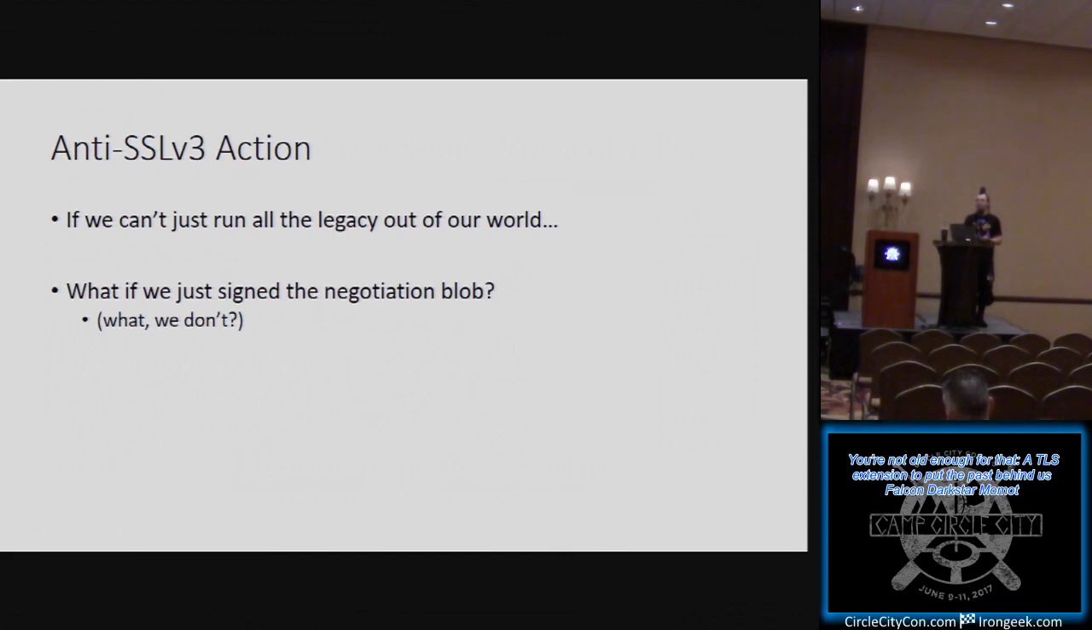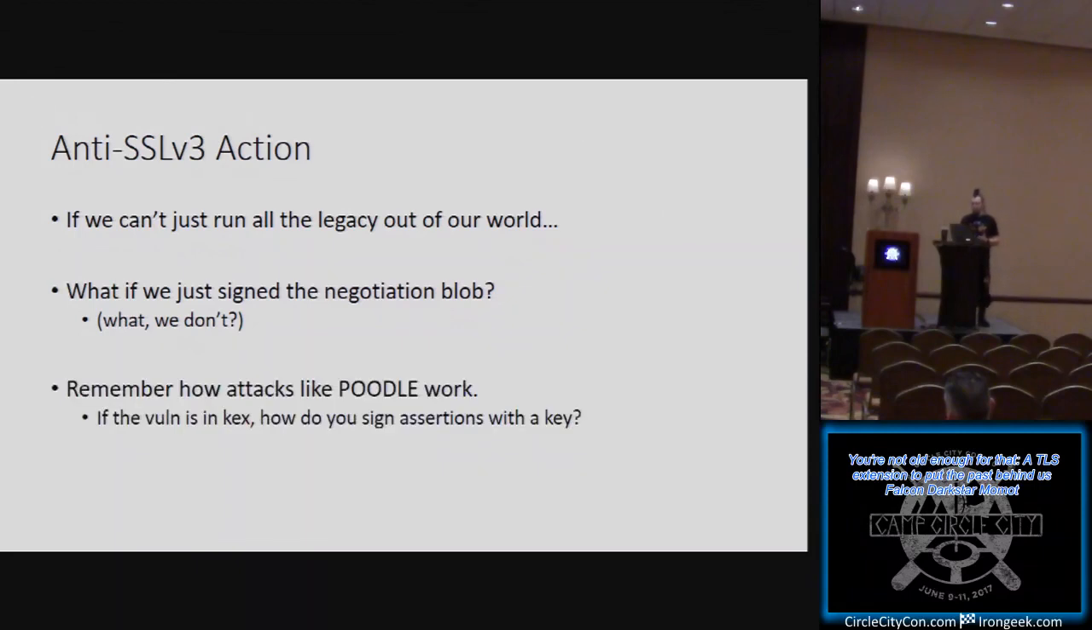It may be possible to do this sort of thing piecemeal, but that would interfere with the possibility of supporting DSA, RSA, and elliptic curve in your TLS certificate. So we don't just sign the negotiation blob, and we can't, and that solution wouldn't work anyway, and it is far too deep and buried into the extensibility machine to actually be reliable. So, remembering how attacks like Poodle work, if the vuln is in key exchange, how do you sign assertions with a key? You just don't.